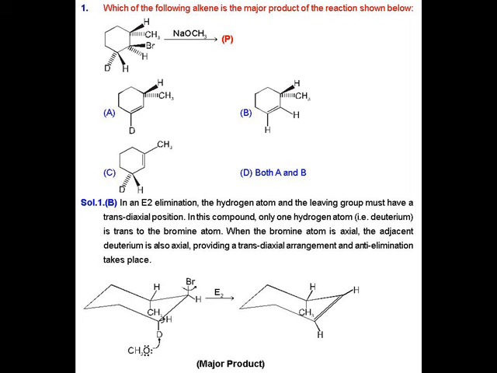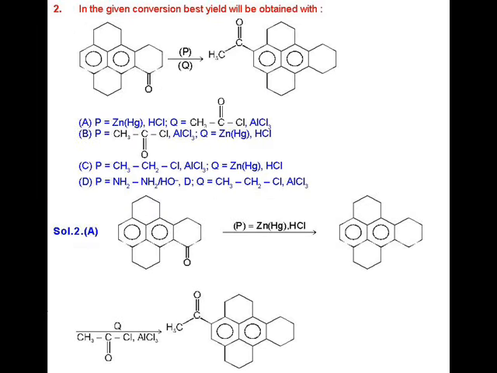For E2 reaction, we know it is an anti-elimination reaction and the two leaving groups should be in trans-diaxial positions. So, in trans-diaxial position, we see that Br and D, deuterium, are present. So, DBr will be eliminated and the final alkene which we will get is given in option number.